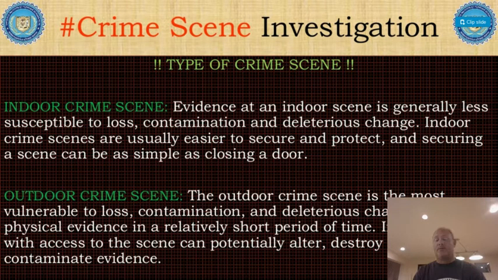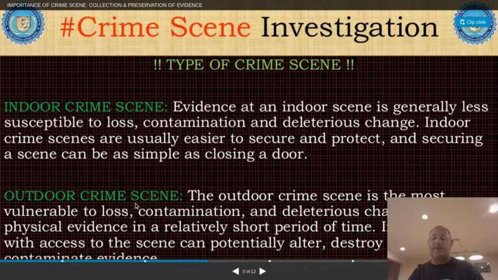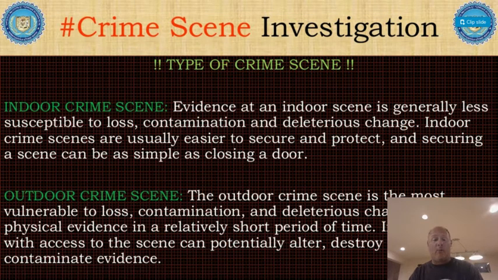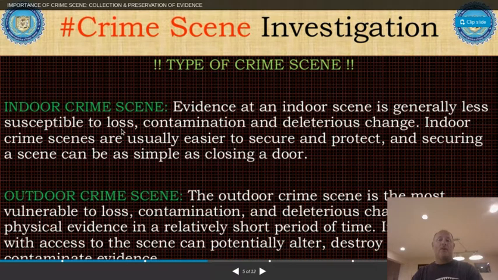If you have a crime and a body isn't found for several months or several years, obviously you've got lots of weathering, and wildlife and things like that affect the crime scene. Individuals with access to the scene can potentially alter, destroy, or contaminate evidence at an outdoor crime scene. The crime scene can be very large, and people walking through can inadvertently damage all of that evidence. Obviously you don't have any control over this, but processing an indoor scene is much, much easier than processing an outdoor crime scene.